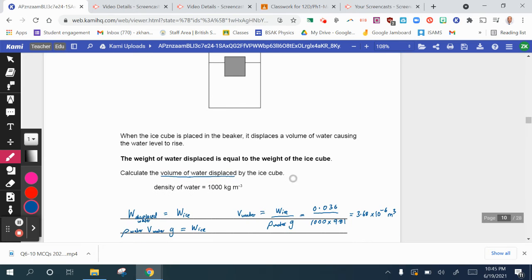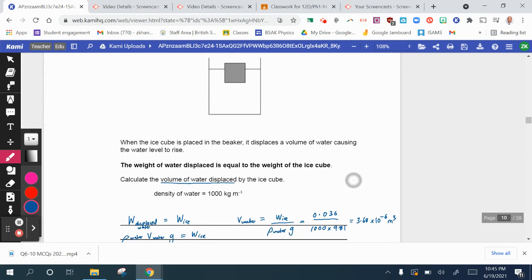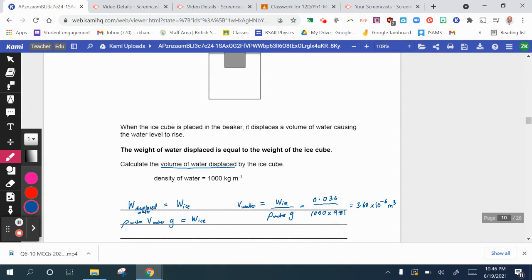Part B, it says we have an ice cube. The diagram shows an ice cube floating in a beaker of water. When the ice cube is placed in the beaker, it displaces volume of water, causing the water level to rise. So what's happening? The reason why the ice cube is floating is because there's an upthrust on there, and the weight of the water displaced is equal to the weight of the ice cube. The weight of the water displaced is actually the upthrust as well. So we're going to use this statement to answer the question.